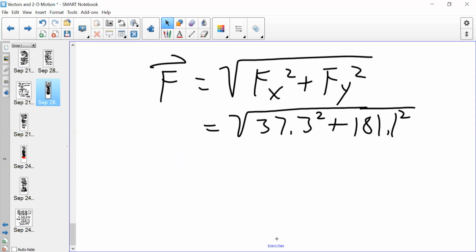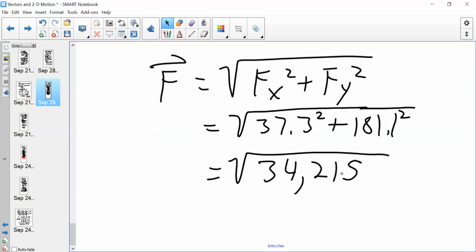So we do this. Hopefully I added everything up, right? 34,215. This is approximately 185 newtons. Okay, hopefully you got that. You guys get that for your result?